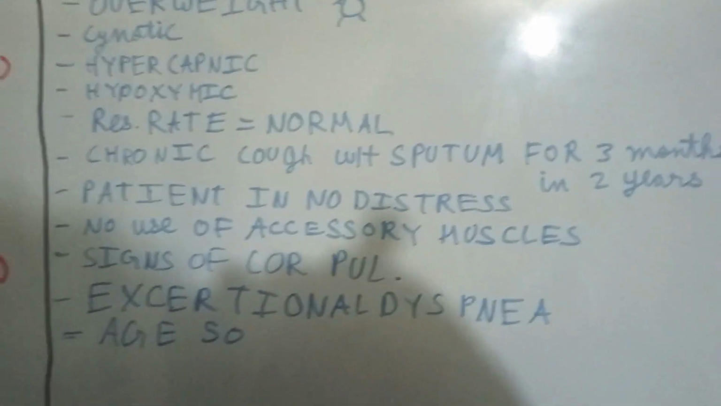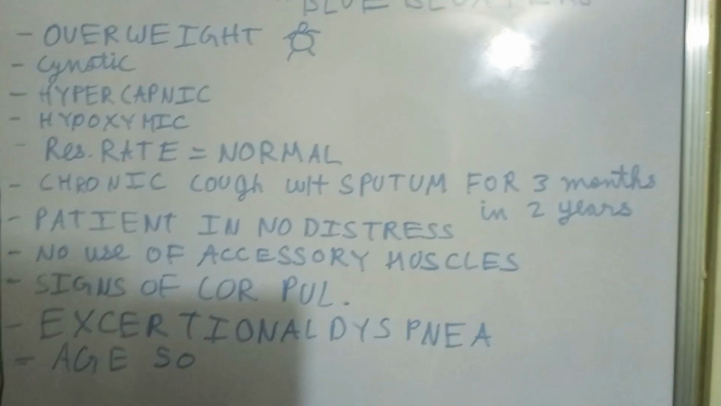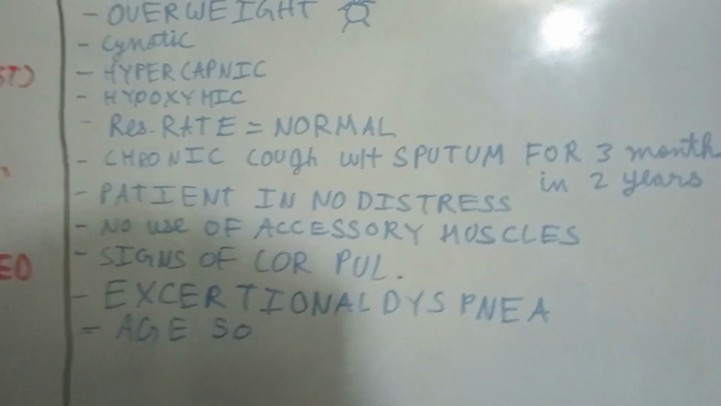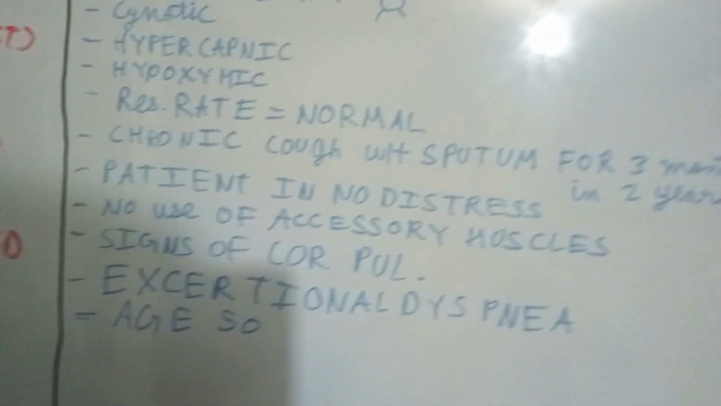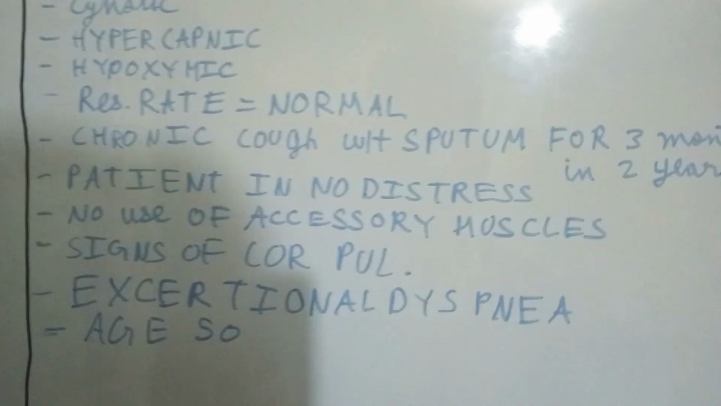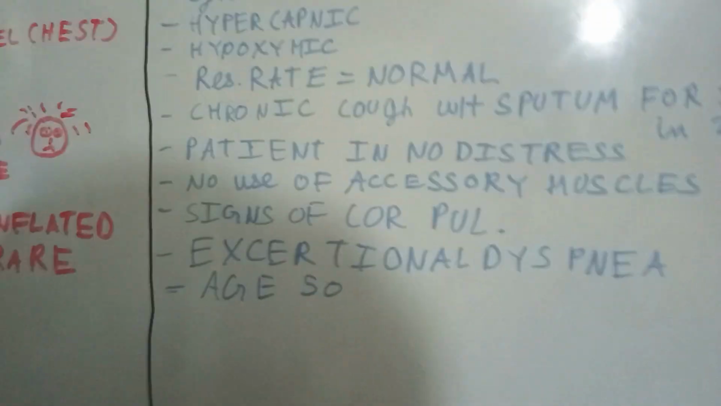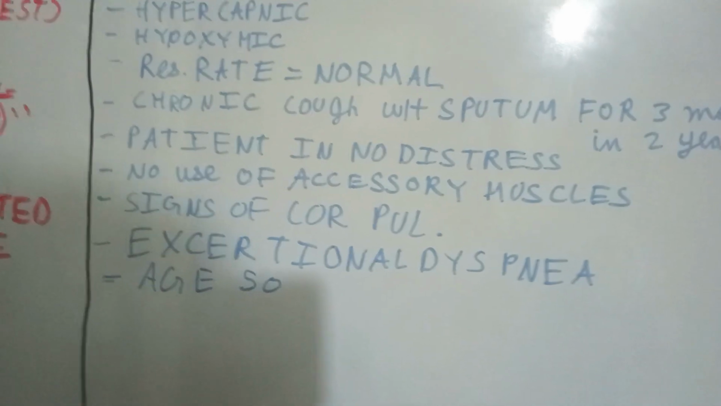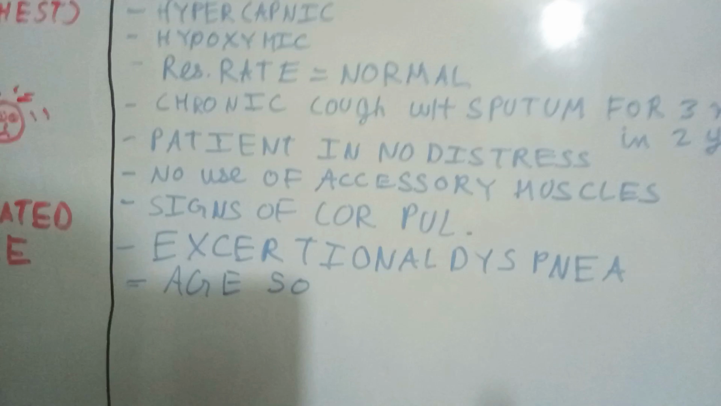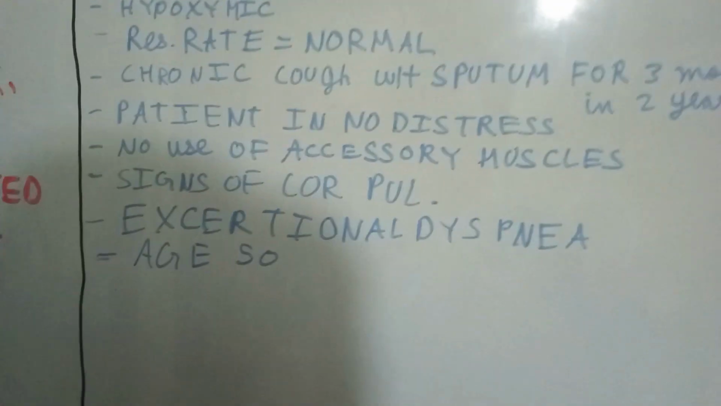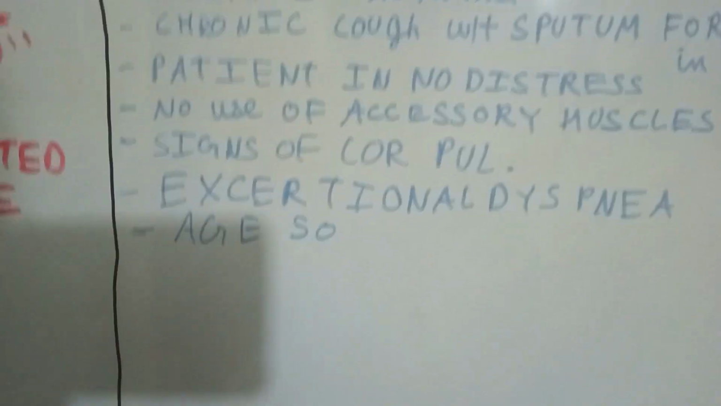They present with chronic cough with sputum for 3 months in 2 years. If you see a patient with chronic cough with sputum, you will know that it's chronic bronchitis, and this sputum is usually purulent in color, telling us that there is an infection. The patient is usually in no distress and there is no use of accessory muscles. But signs of cor pulmonale are evident in chronic bronchitis, or any long-going disease.